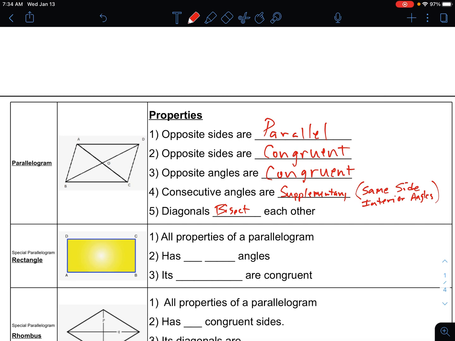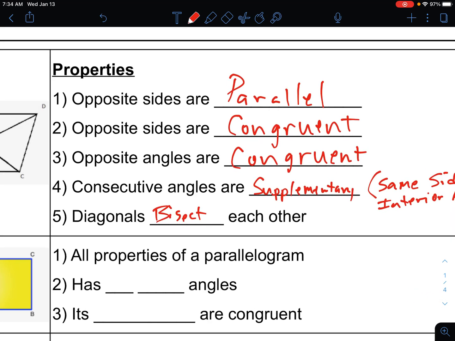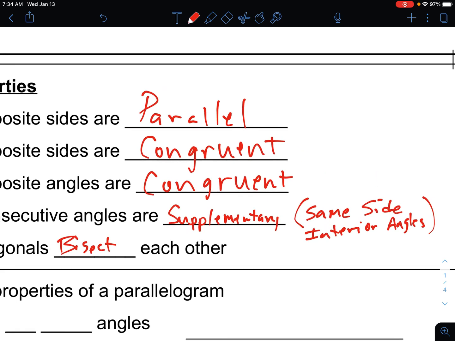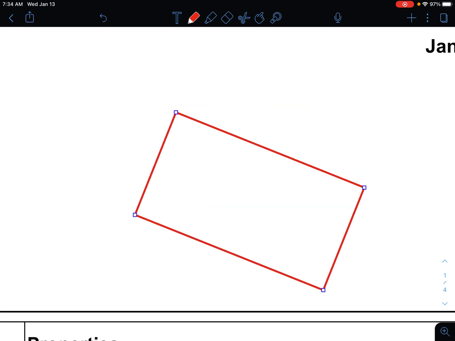A parallelogram by definition is a four-sided figure or quadrilateral that has two pairs of parallel sides. So the properties right here: opposite sides are parallel, opposite sides are congruent, opposite angles are congruent, consecutive angles are supplementary. They add to 180. We're going to use the idea of same-side interior angles when we talk about that today. I'll show you what I mean. And then the diagonals bisect each other, or cut each other in half. Okay, so let's look at pictures of how we can view our parallelogram with these properties.